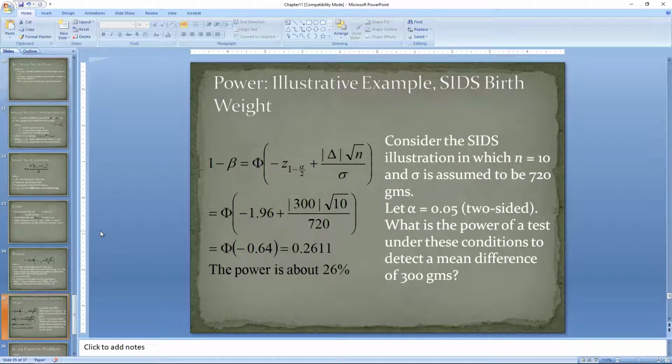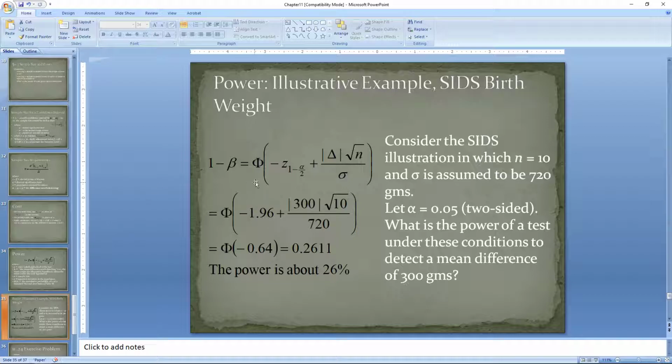So the book has one example for SIDS birth weight, where it says consider the SIDS illustration in which n equals 10, and it has a standard deviation assumed to be 720 grams. Let alpha be 0.05 two-sided. What is the power of a test under these conditions to detect a mean difference of 300 grams?